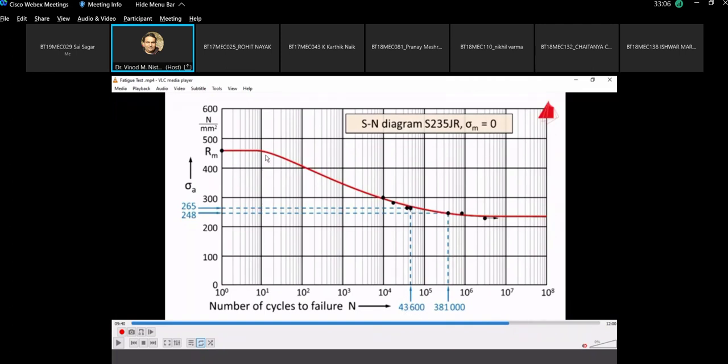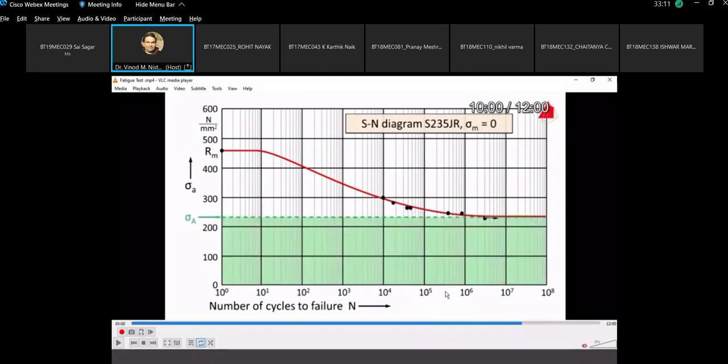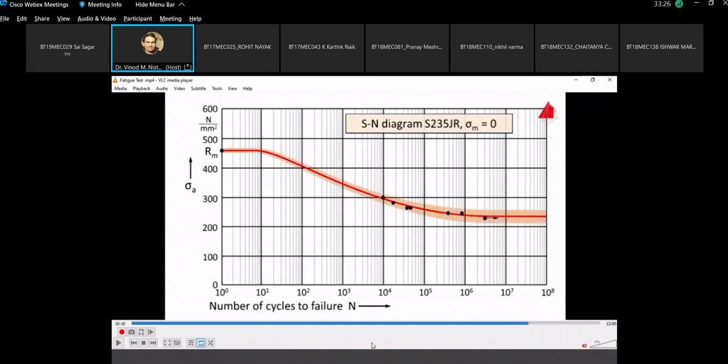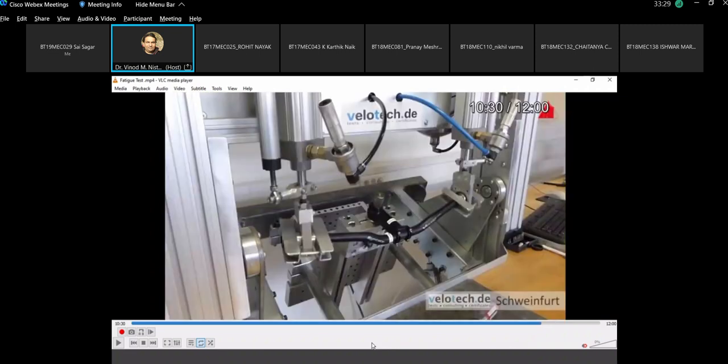Like this they have plotted the graph, and from this we can see that below this endurance limit the material will not fail even if we apply an infinite number of loading cycles. This is how the SN curve is plotted, and these are some practical examples of fatigue testing. Like for cycles, the handle undergoes fatigue testing.